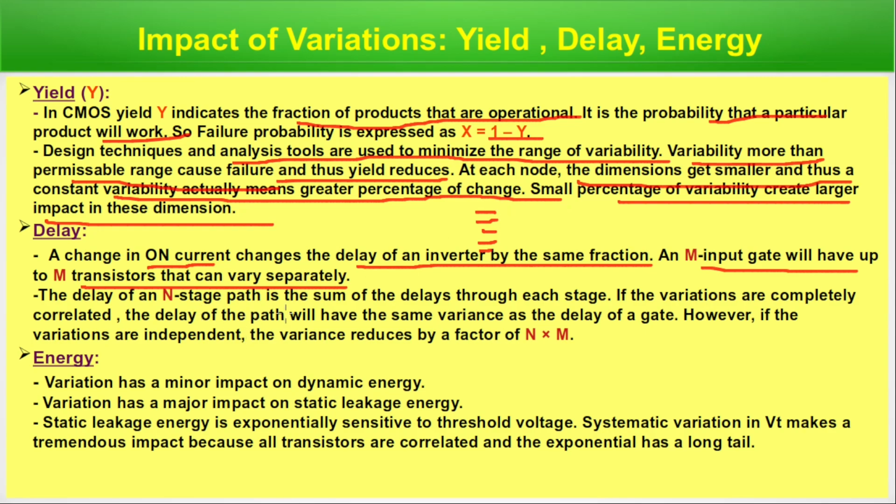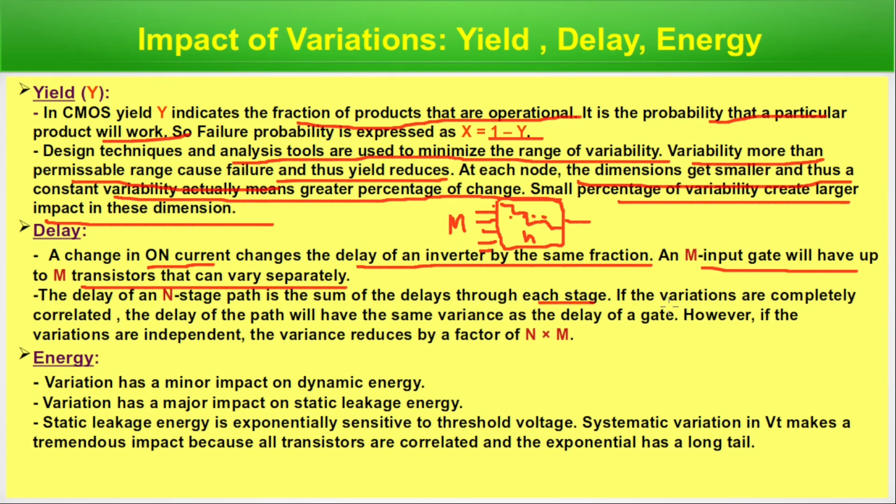The delay of an N stage path is the sum of delays. In this system, suppose the number of inputs is M and the number of stages is N. Suppose these stages are here. The delay of an N stage path is the sum of delays through each stage getting added.